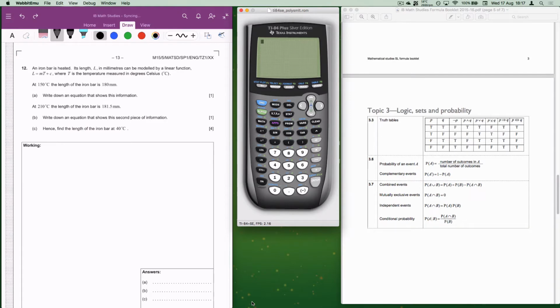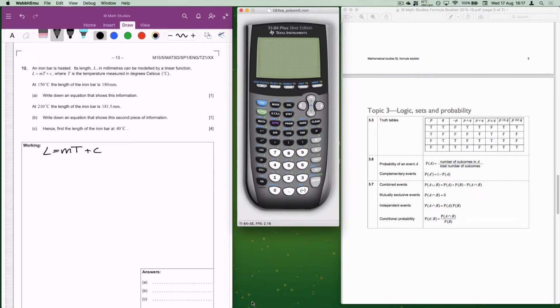So we're given an equation, L equals mT plus c, where L is the length, T is the temperature, m is some number, and c is some number. And we don't know what those numbers are, and we're going to work them out.